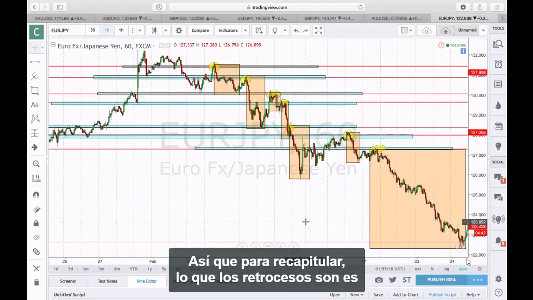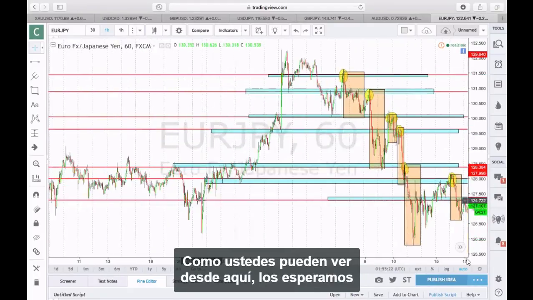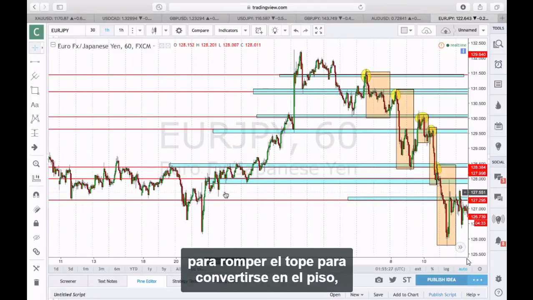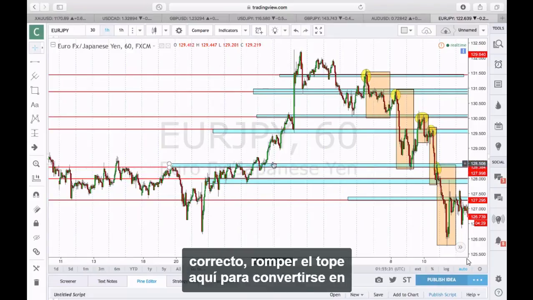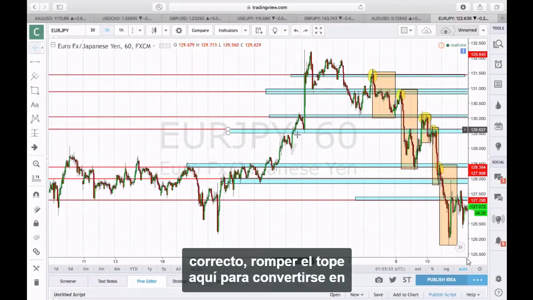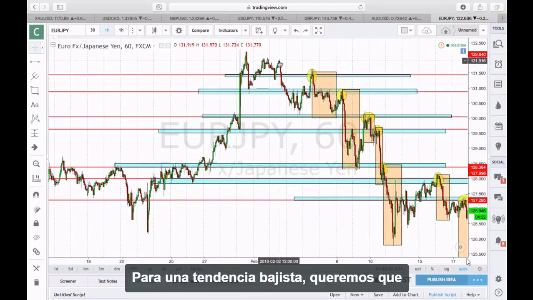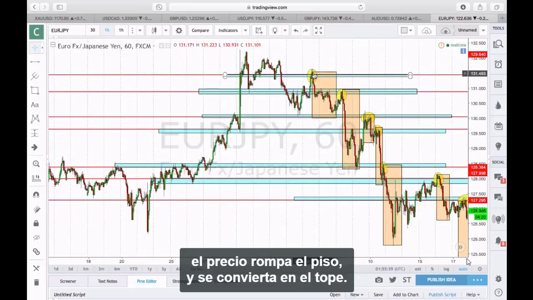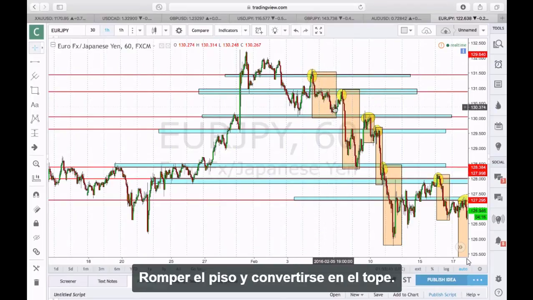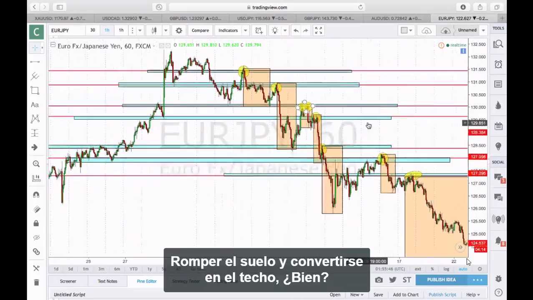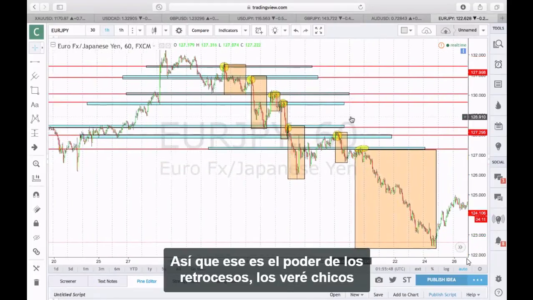So just to recap, pullbacks are just the confirmation that price is continuing with that trend. As you can see from over here, we waited for it to break the ceiling to become the floor. Break the ceiling over here to become the floor for an uptrend. For a downtrend, we want price to break the floor and become the ceiling. Break the floor and become the ceiling. So that is the power of pullbacks.